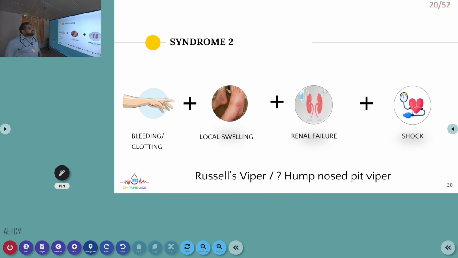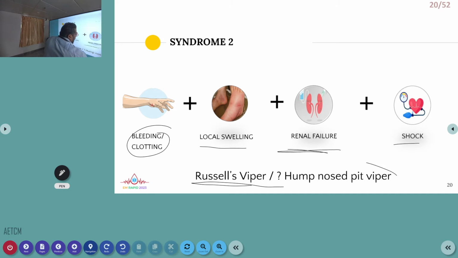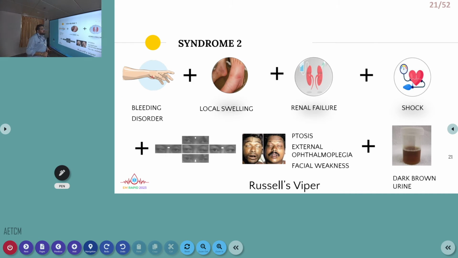Next, go to syndrome number 2. There is bleeding and clotting, local swelling, renal failure, and evidence of shock. This is most commonly caused by Russell's viper, but also keep in mind it can be due to hump-nosed pit viper. So snake identification, as I told, is not very important. If you are able to recognize it, well and good, but it is not very important. What we need to do is use this syndromic approach, and recognize whether it is a Russell's viper, or generally a Viperidae family, or whether it is caused by an Elapidae family. That is what we are discussing right now.